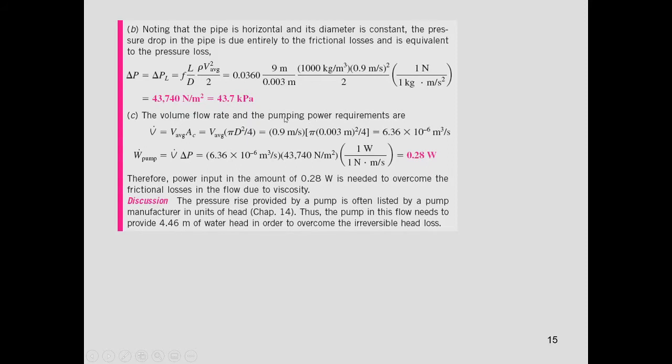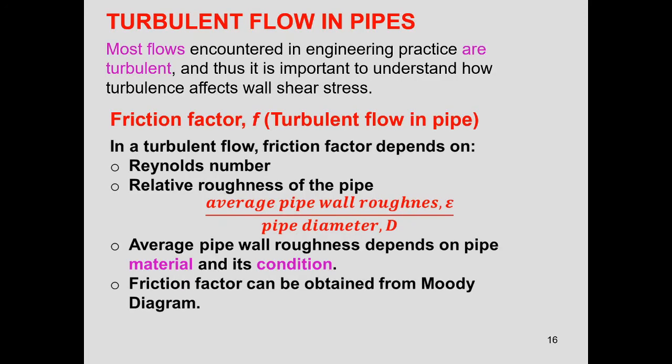You have now got the delta P, and lastly you calculate the pumping power. You know that pumping power, W, is equal to V dot times delta P. V dot is the flow rate. Flow rate is equal to velocity times area A. So the flow rate is equal to 6.36 times 10 to the power of negative 6 meter cube per second. Using all the information that we got, V dot and delta P, 43,740, you get the pumping power requirement to overcome the friction equal to 0.281. Okay, let's go next.